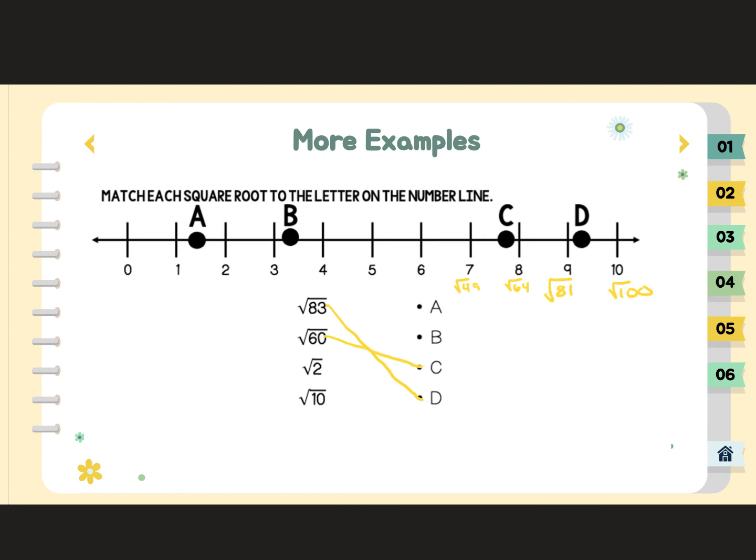Square root of 1, square root of 4. So we know the square root of 2 is going to lie between the square root of 1 and the square root of 4. And then last but not least, 10 is going to match with B.